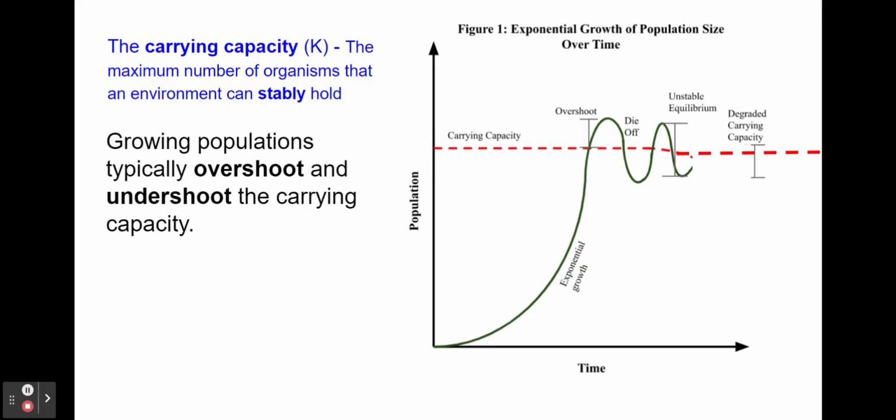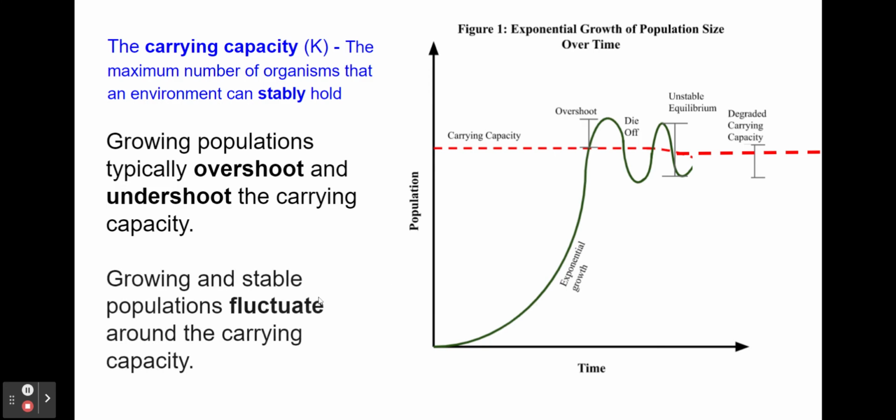Two more things to know. This is a summary of the graph. Growing populations typically overshoot and undershoot the carrying capacity. That's what you see in the peak, valley, peak, valley, peak, valley. We have overshoots and undershoots. Here's another way of saying that. Growing and stable populations fluctuate around the carrying capacity. These are called fluctuations, going above, going below, going above, going below. Those are fluctuations.